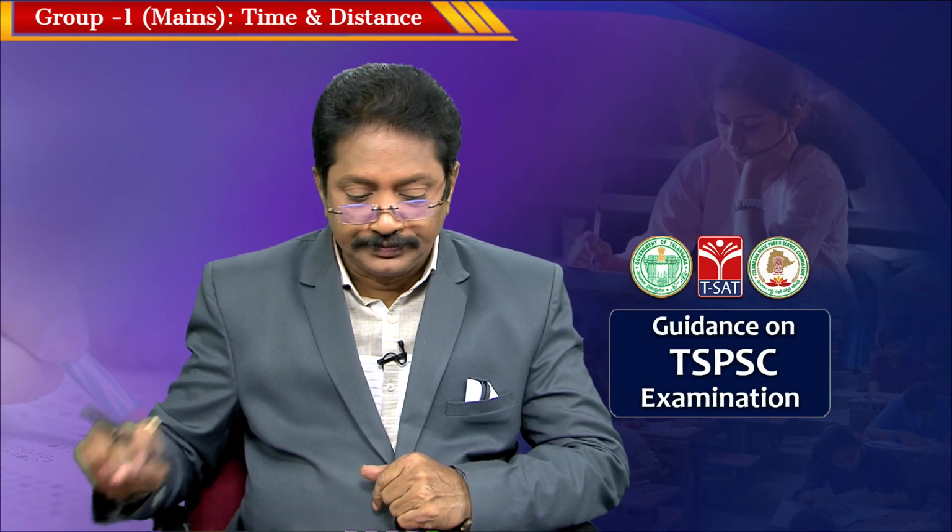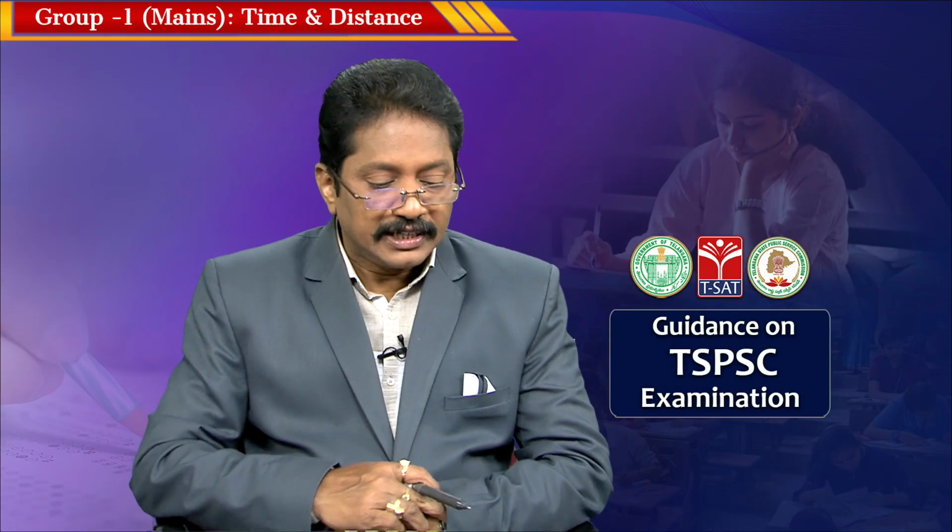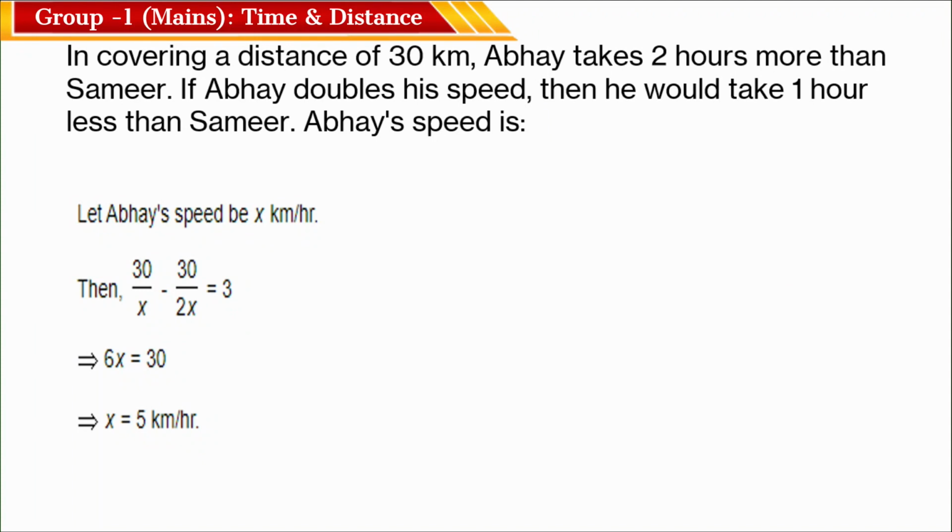Okay. Now, in covering a distance of 30 kilometers, Abhay takes 2 hours more than Samir. If Abhay doubles his speed, then he would take 1 hour less than Samir. Then what is Abhay's speed? This is the question. But it's simple.